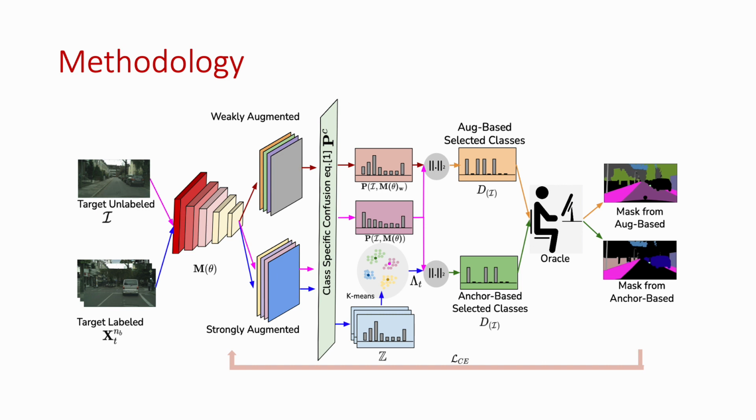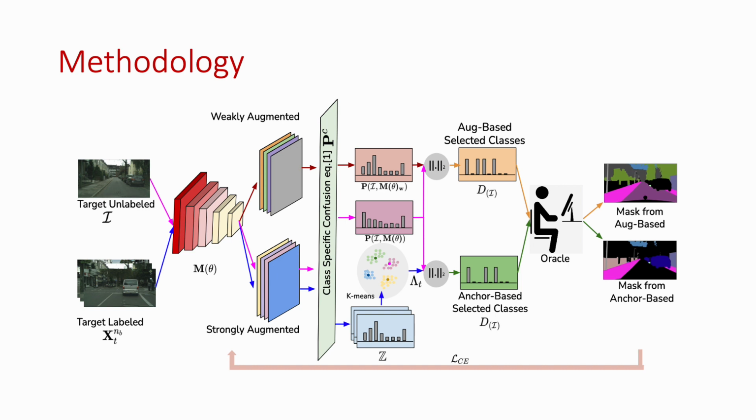The anchor-based approach selects class instances novel with respect to class-wise anchors chosen from the target dataset. This helps strengthen the per-class representation in the feature space. Whereas in augmentation-based, we measure the dissimilarity in the class confusions at inference time from strongly and weakly augmented models.